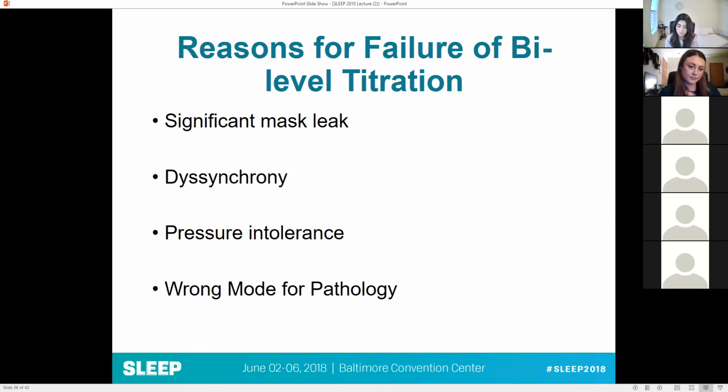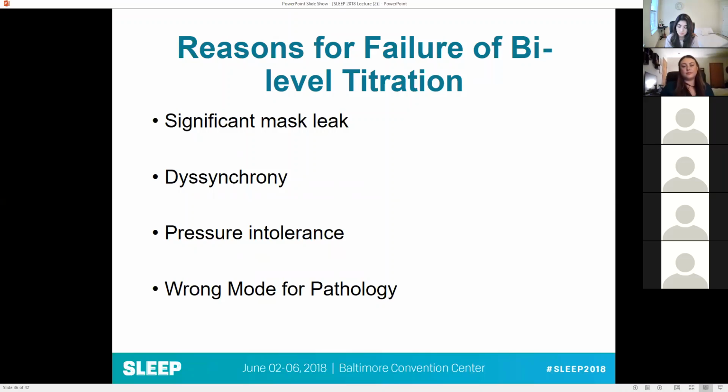Just the reasons bilevel therapy will fail, and this is true even in the hospital when you're taking care of these people acutely, is they'll get significant mask leak. You can get patient-ventilator dyssynchrony. And remember those things we discussed, the rise time, the TI time, the trigger, the cycle. Those might be things you need to modify on your device when you're treating one of these patients. Are they just intolerant of the pressure? And that can be very common, particularly in people who are naive to one of these devices.